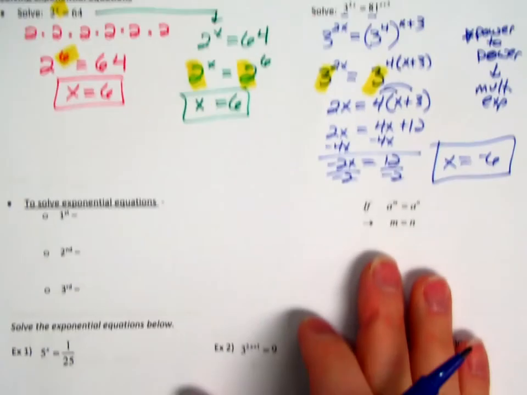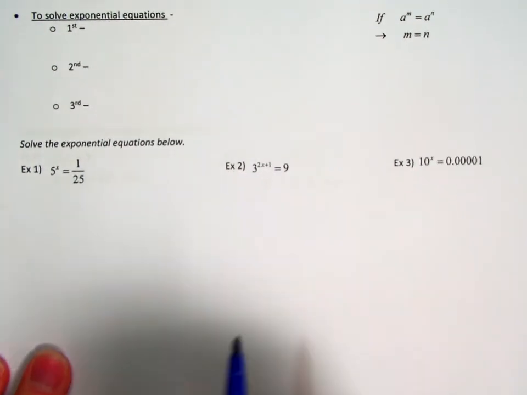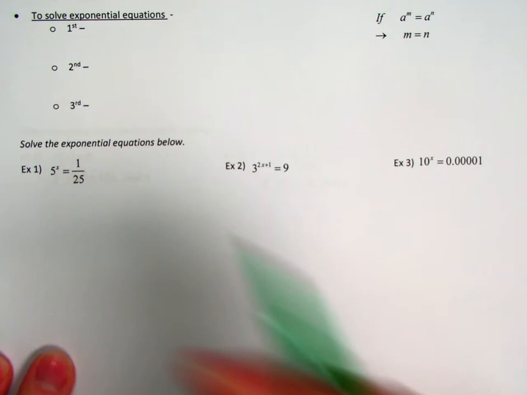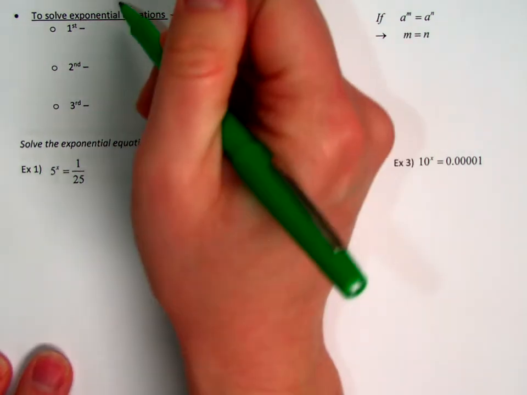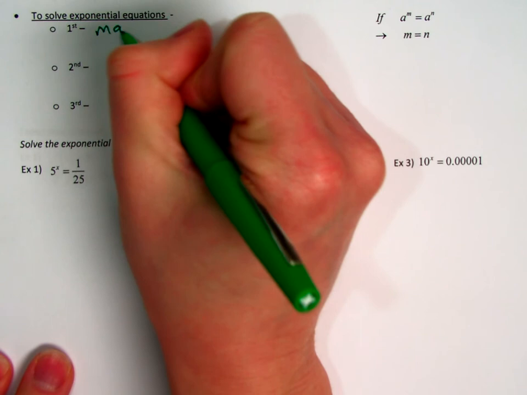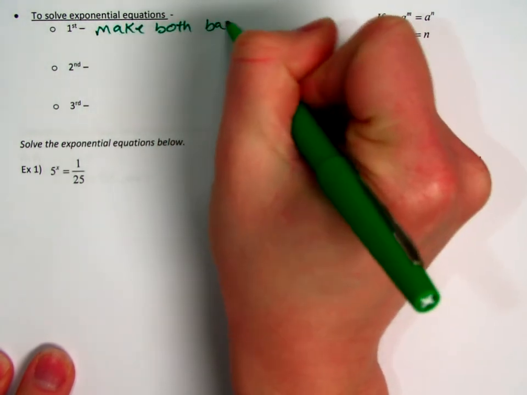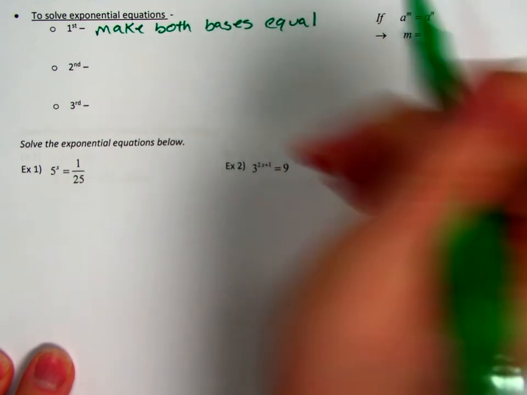All right, so we're going to write down those steps that we just took here as we do one of the sample problems. So step 1, remember the idea is right now I can't solve this because the bases are not equal. So my first step would be to make both bases the same or equal.